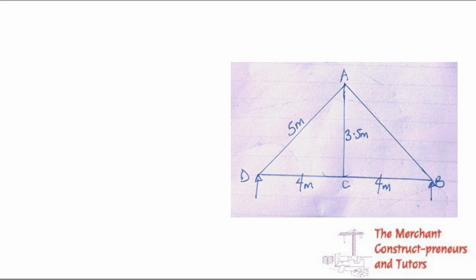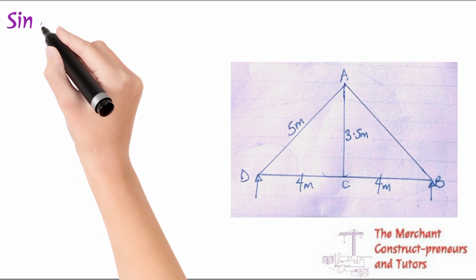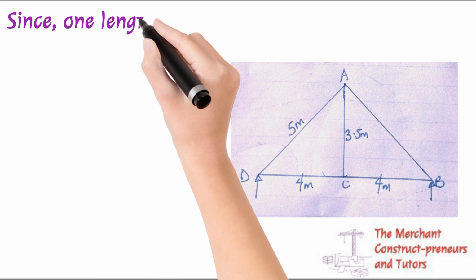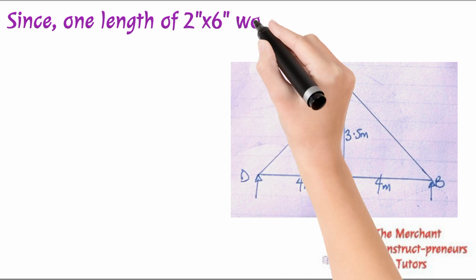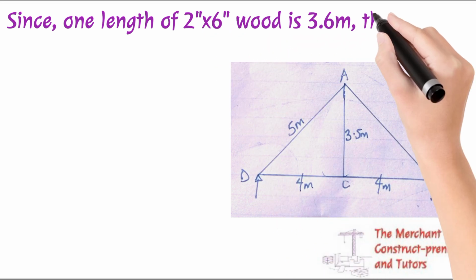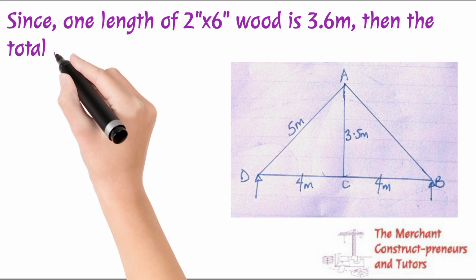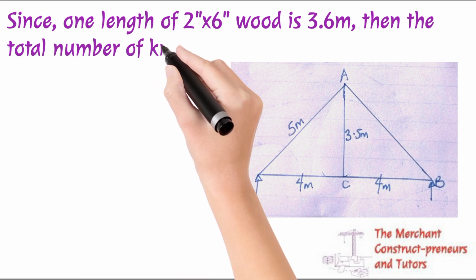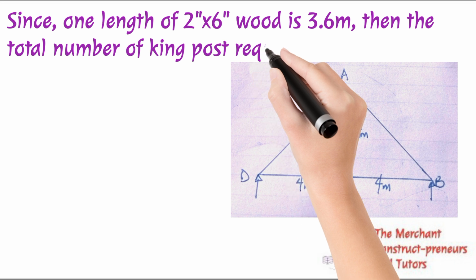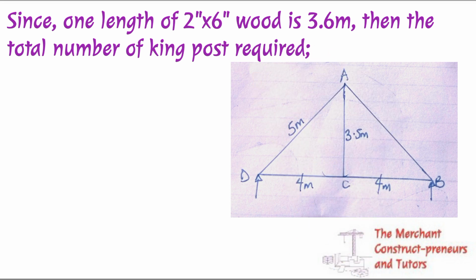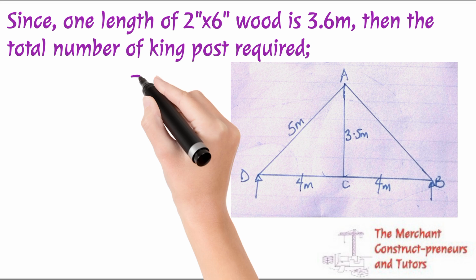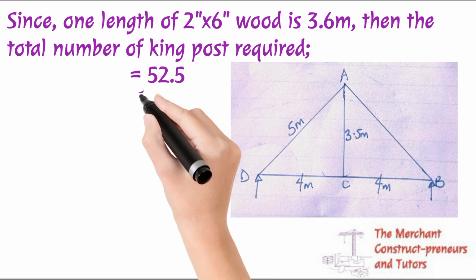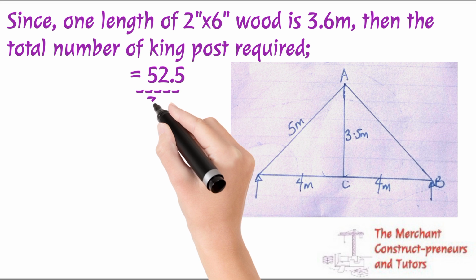Right, so the number of king posts is the same as that of the rafters. So we have 15 multiplied by the height, 3.5 meters. Right. So we're having 52.5 meters. That is the length needed. Right. So it's just a schematic view of what you want.